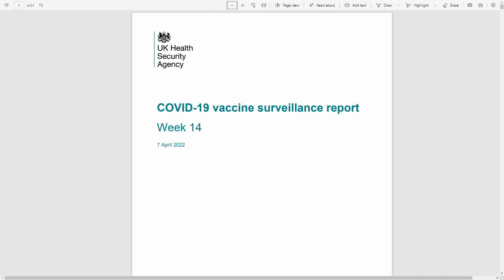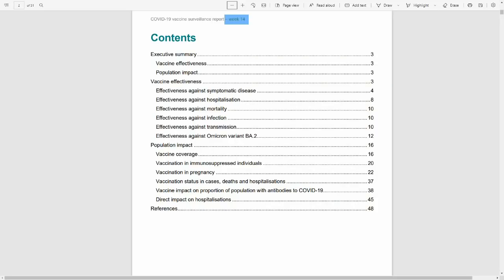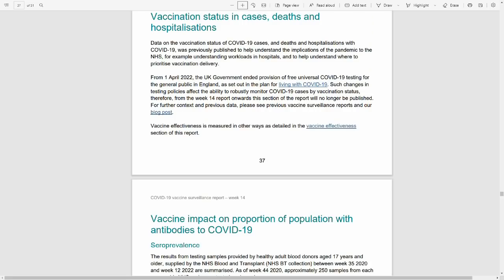Now, switching to the most recent week, week 14, contents page, week 14 there. Relevant section, only 1 page now. What is up with that? If we shoot down, that's it, just half a page in fact. They offer the following explanation.